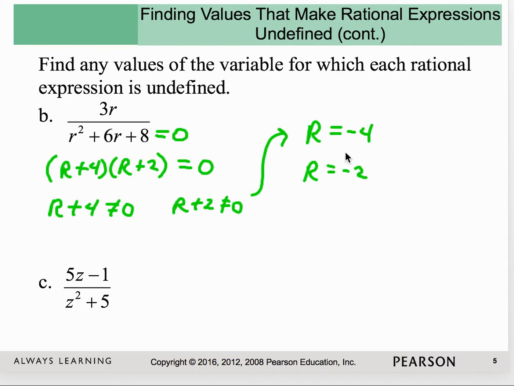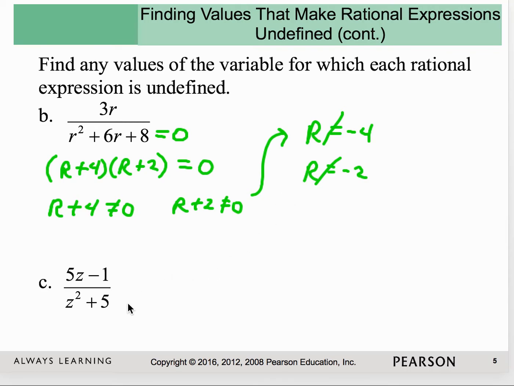So be careful of what they want. Are they saying what values make it undefined? Then hey, if r is -4, it's undefined. Okay? Or you could say r cannot equal -4, r cannot equal -2.